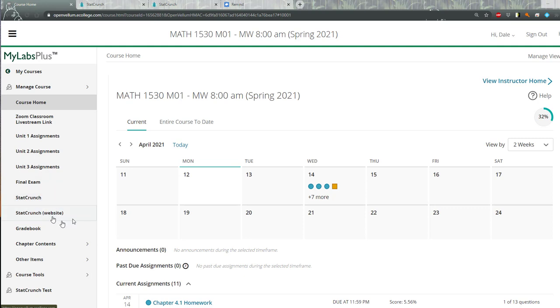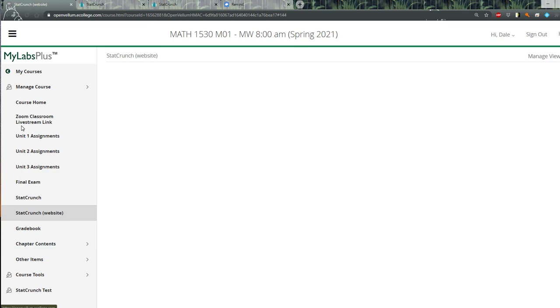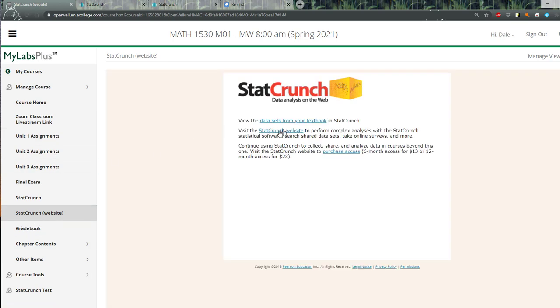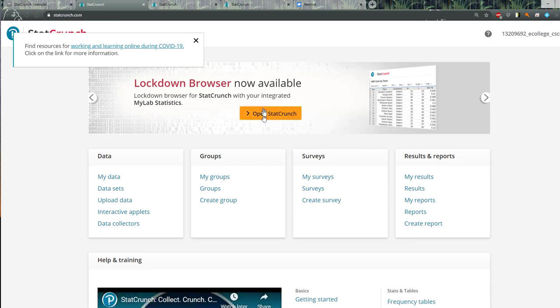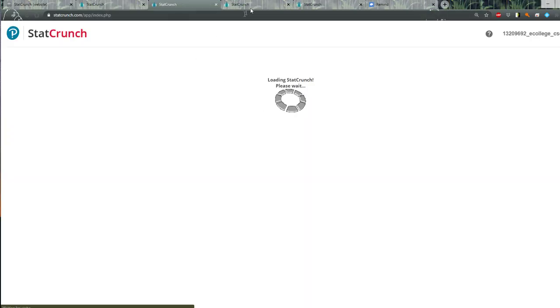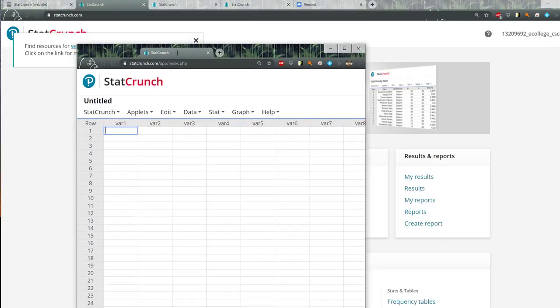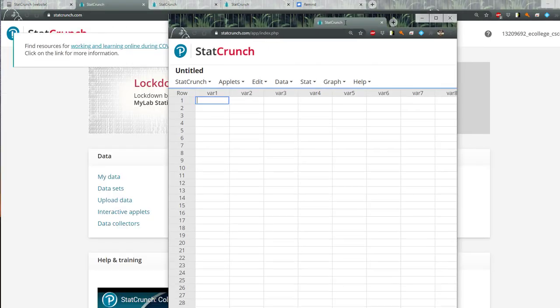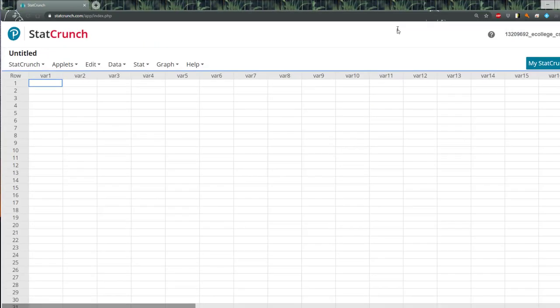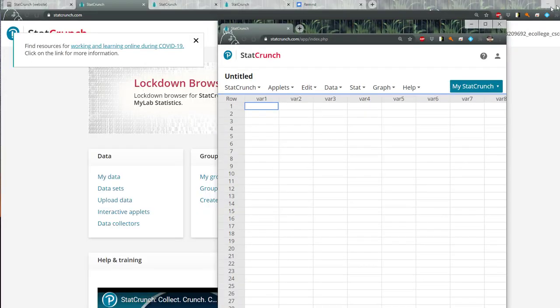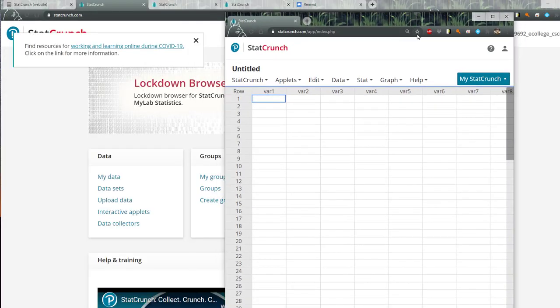So what I would do, before you even start the assignments, is pull up the StatCrunch website right here from the menu in MyLab. If you go over here to the StatCrunch website, it'll open a web page where you can actually open StatCrunch in a browser tab. So now it's in a browser tab, and one thing I would do is reposition it on your computer screen, so it's by itself over to the side.